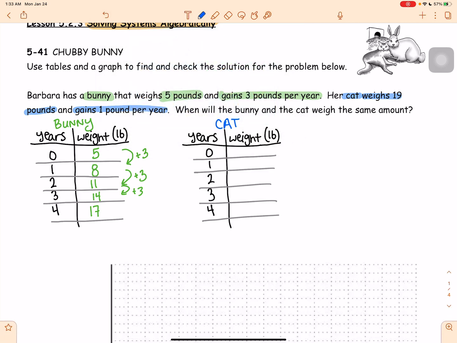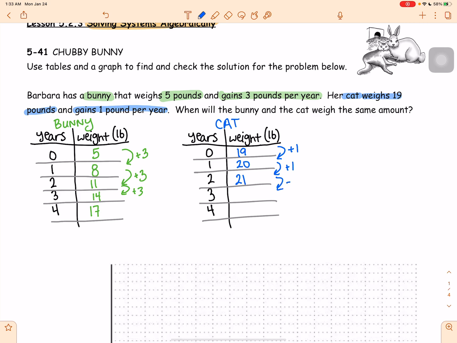Our cat here, at year 0, it weighs 5 pounds. Oh, I'm sorry. I was reading the bunny. It weighs 19 pounds, okay? So after 1 year, if we're increasing by 1 pound per year, we're going to add 1 pound. After 1 year, the cat will be 20 pounds. Add another pound, 21 pounds. And again, I'm getting this information from my word problem up here, okay? That's where this info is coming from.